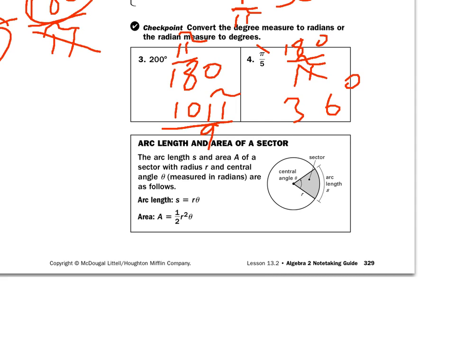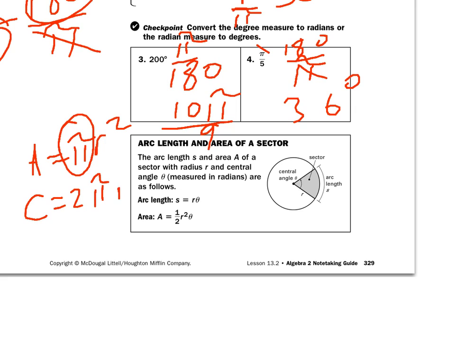Okay. Now, arc length and area of a sector. What's the area of a circle? Area of a circle equals pi r squared. Well, pi is halfway around the circle. That's important to remember. And circumference, we said, was 2 pi r, and 2 pi was all the way around the circle.